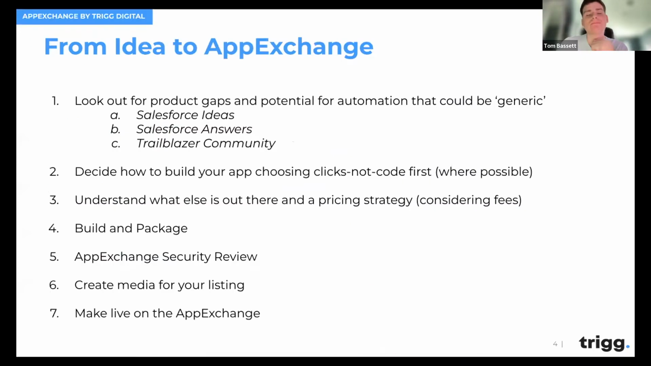So ultimately, the process of how things work is I started initially looking out for gaps in the product, or things where there's a potential for the process to be more automated, or there's a gap where the product doesn't necessarily meet what the customer is expecting it to do.